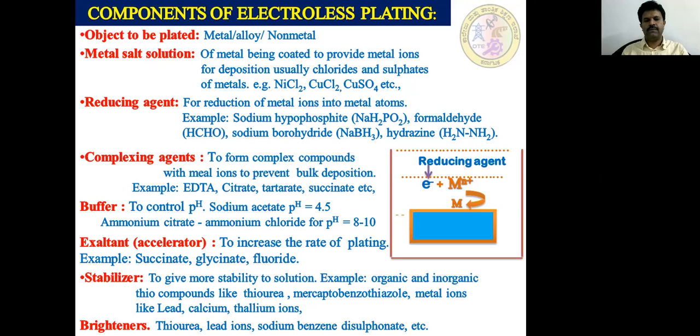Brightness agents give brightness to the surface by reflecting the incident light on it. For example, we can use thiourea, lead ion, sodium benzene disulfonate, etc. If you use these kinds of chemicals, they will provide a bright surface on the plating.